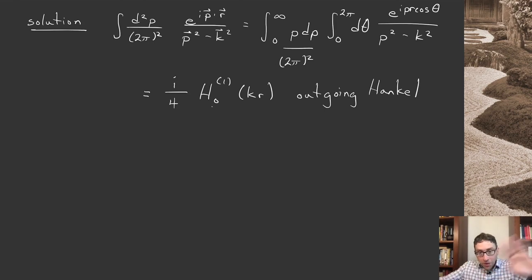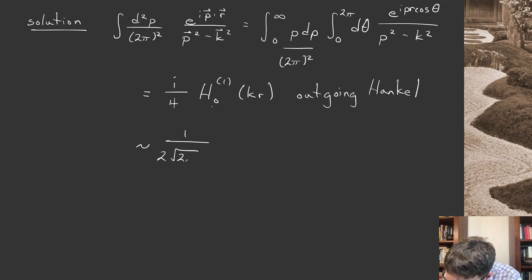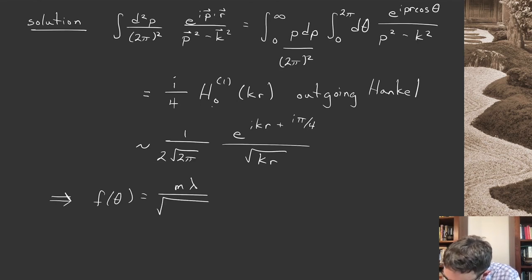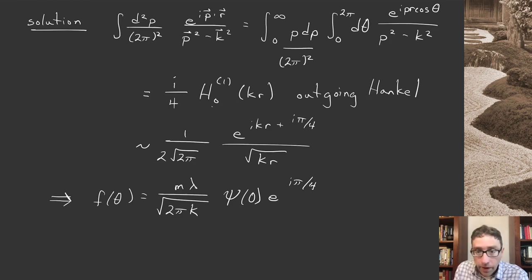It's good as outgoing, right? Because we want the waves to scatter off of this target. And to compare with the asymptotic form for the wave function that we had before, which had this f of theta, we should look at the large r behavior. And when we do that, we find 1 over 2 square root of 2 pi, e to the i (kr plus pi over 4), over square root of kr. And so what does this imply? This implies f of theta, just reading off, comparing the form of the wave function we found to the form we wrote down at the beginning: the scattering amplitude is m lambda in the numerator, 2 square root of pi k in the denominator, times the value of the wave function at the origin, times e to the i pi over 4. So a couple of remarks.